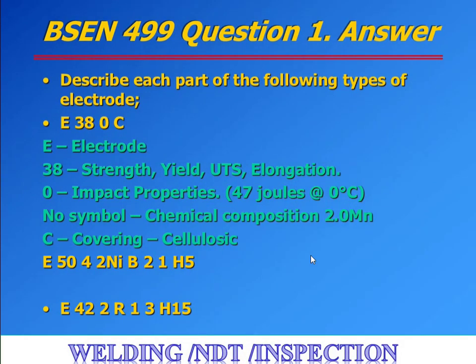You see E380C. E equal to electrode, 38 is the strength, yield, UTS, elongation you can say. 0 is the impact property, that is 0 degree centigrade, 47 joule is required. C is the covering, cellulosic. So you understand this E380C means the cellulosic electrode.